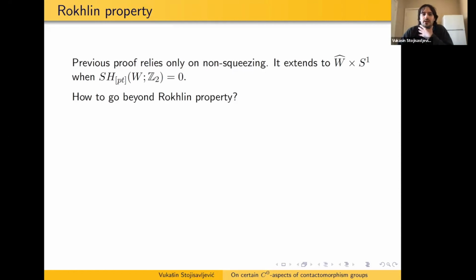Okay, so what I started trying to say is how to go beyond the Rokhlin property. There's something in chat. What is SH point? It's a symplectic homology, but generated by contractible loops.